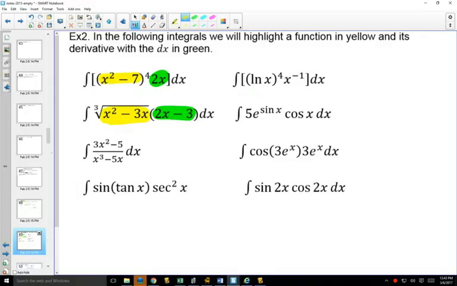The third one, a little bit trickier to see. Can you see that you have x cubed minus 5x as an inside function? It's in a 1 over x equation. And its derivative is 3x squared minus 5.